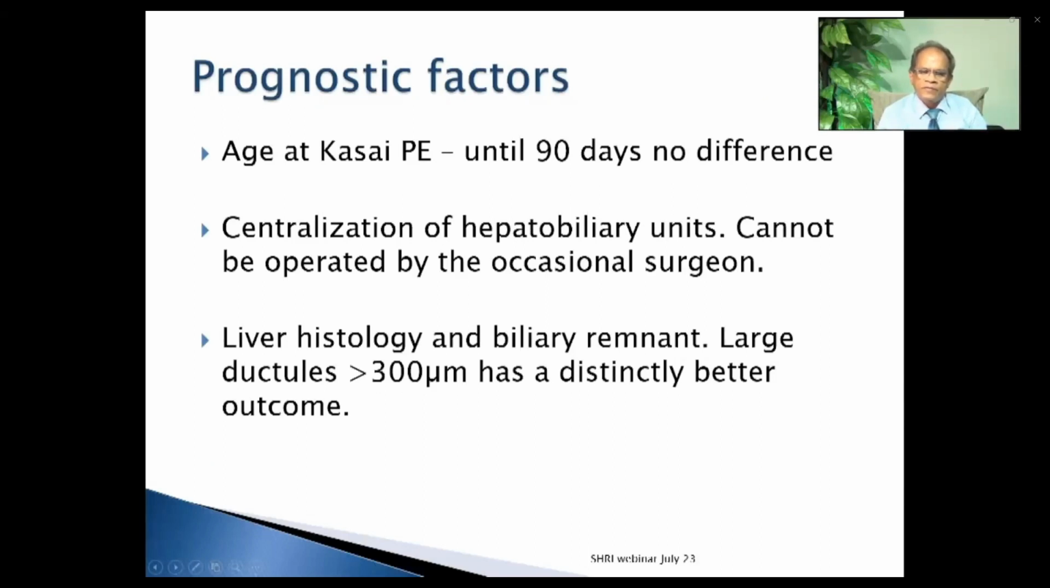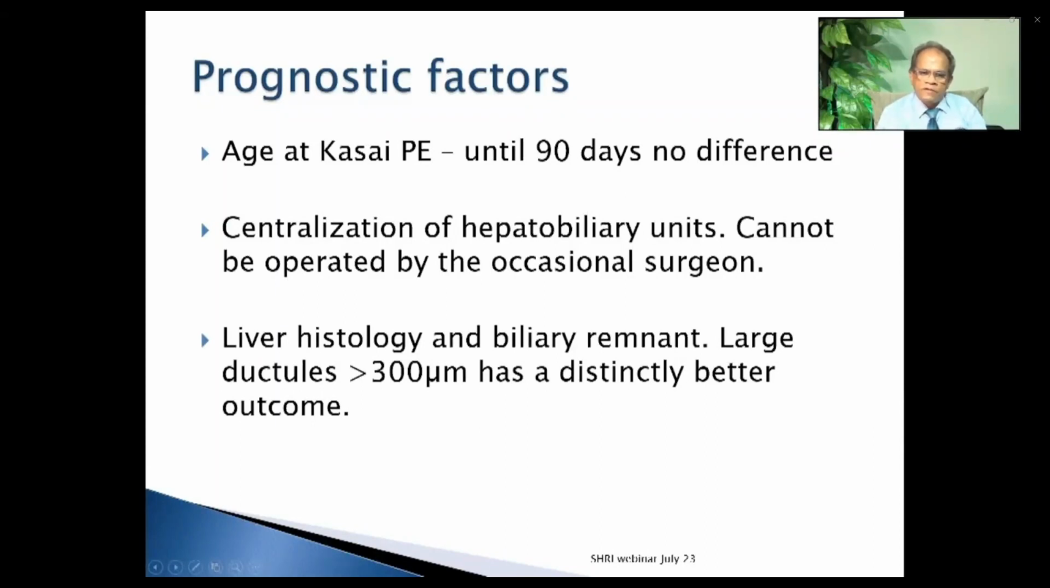The prognostic factors: the age at Kasai is the single most important determinant. If you operate before the 90th day, preferably before 60 days, then prognosis is best. Beyond 90 days, it progressively becomes lower and lower. Also, these are not surgeries for the occasional surgeon. The one who encounters 1 or 2 biliary atresias a year should never attempt portoenterostomy. It has to be done in a unit where at least about 8 to 10 procedures are done a year.